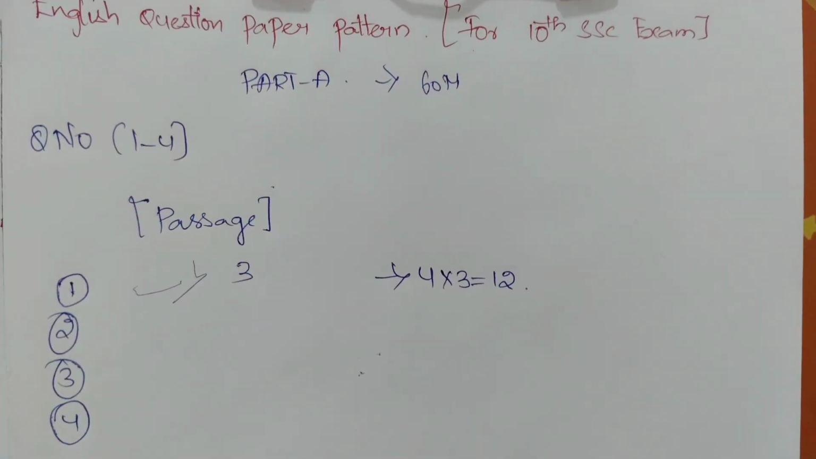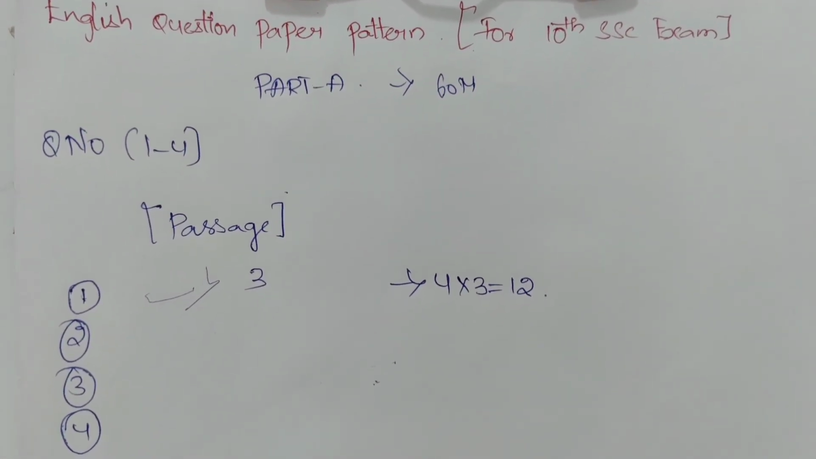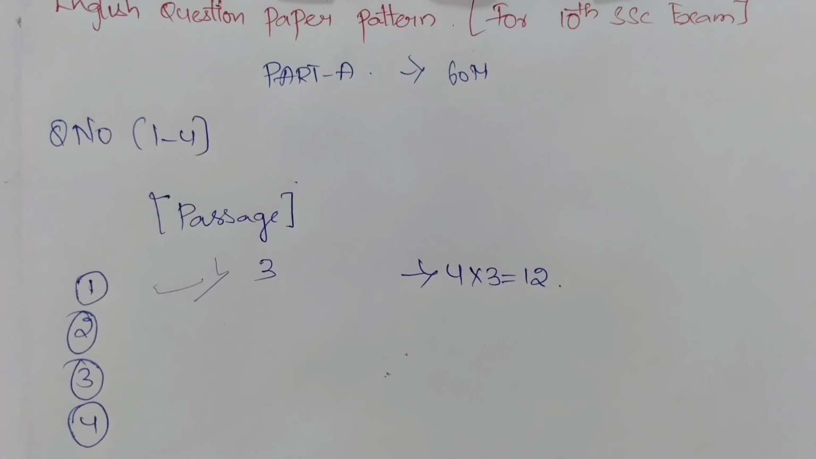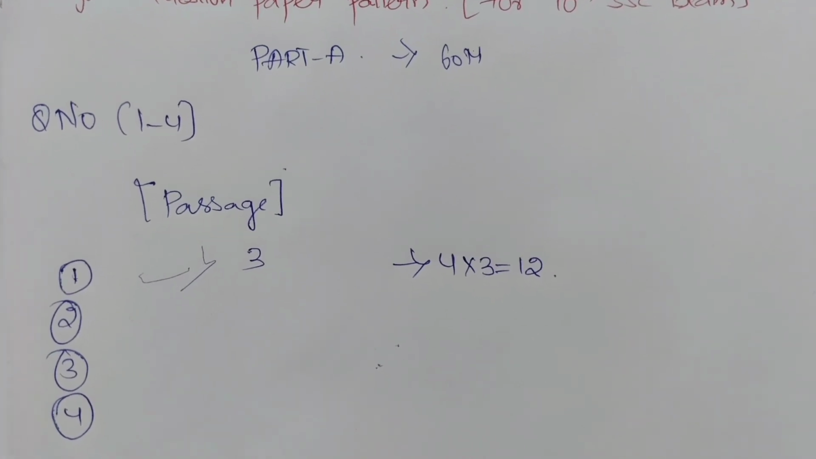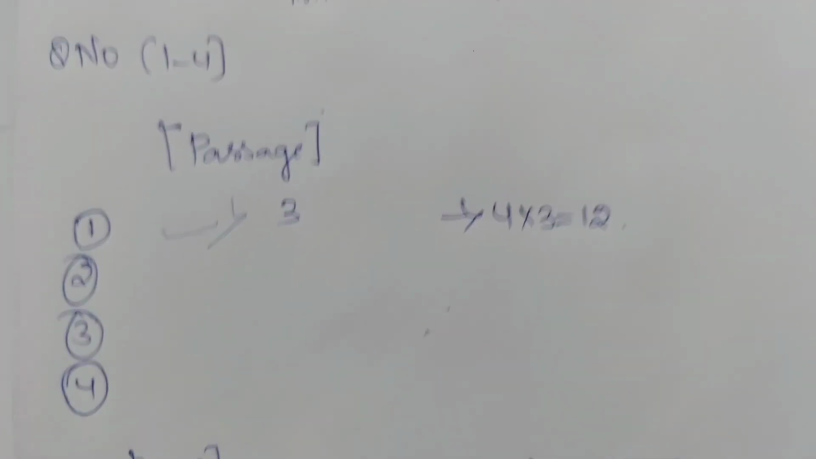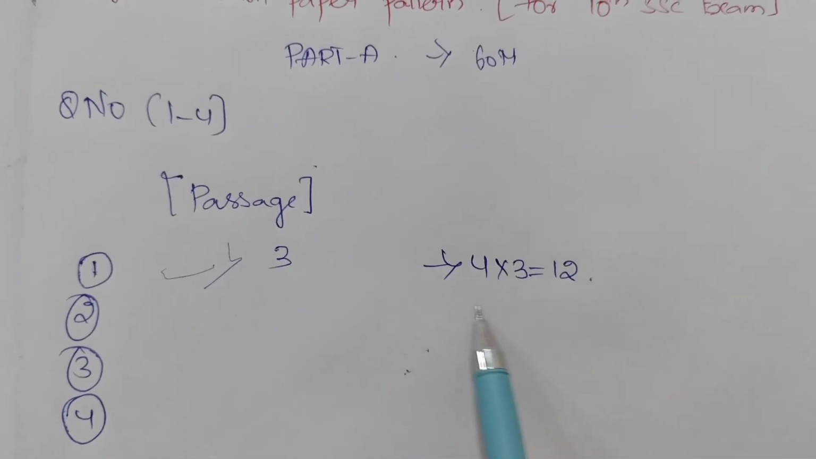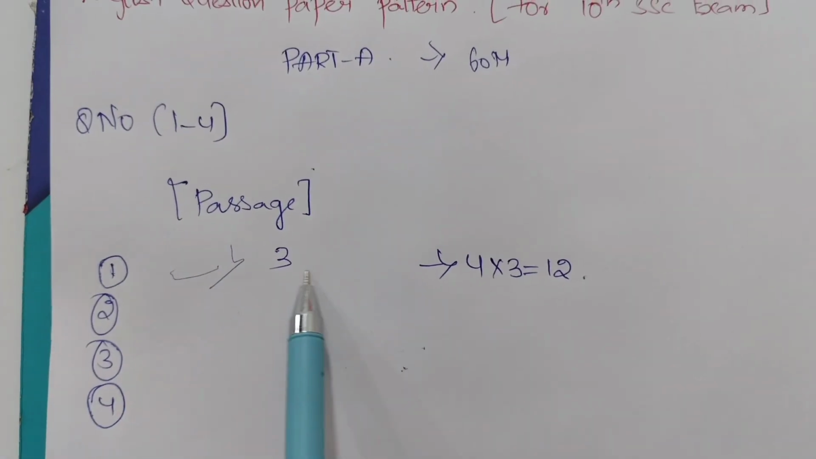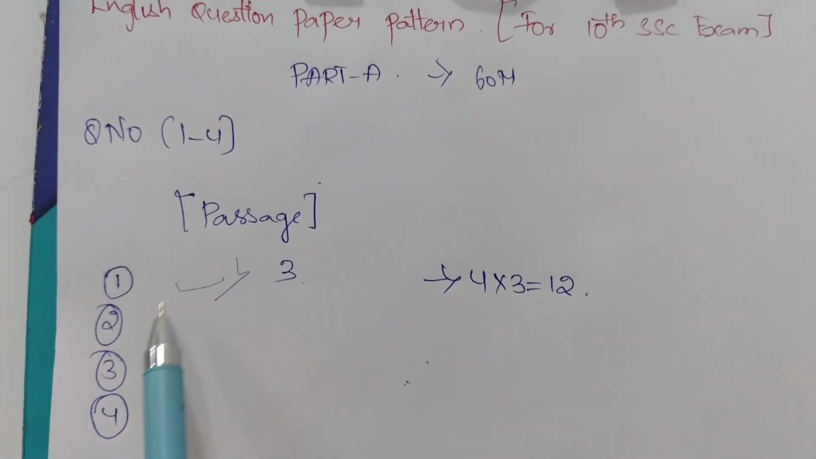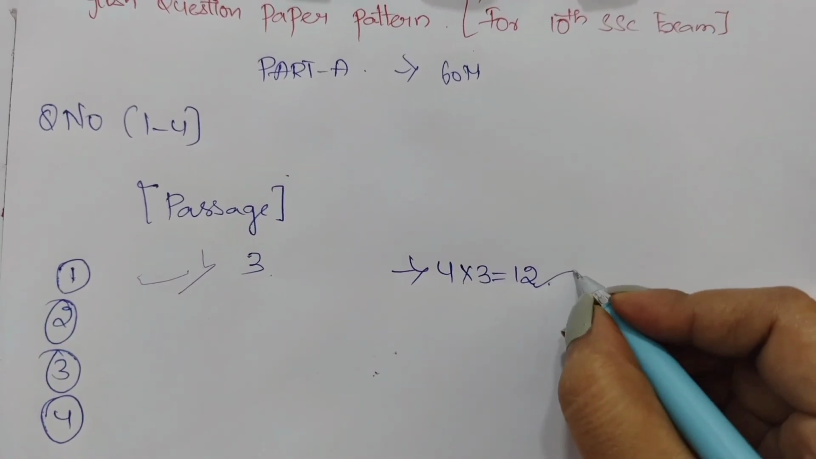So we will be having Part A and Part B. Part A consists of 60 marks. Part A will be having two passages, that is from question number 1 to 4 and the other one from question number 5 to 8. Now question number 1 to 4 consists of 12 marks. Each question carries 3 marks. So if you attempt these 4 questions, you will be scoring 12 marks.